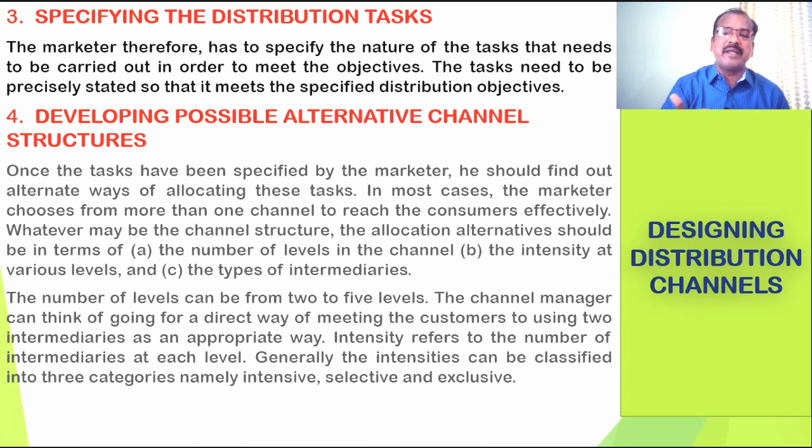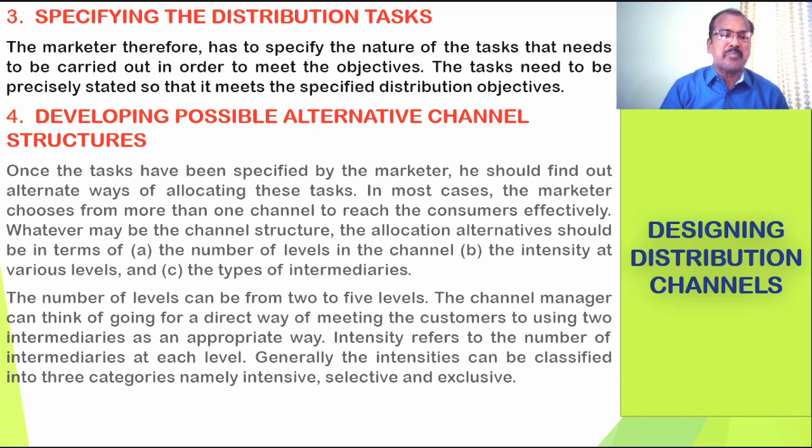The number of levels can be from 2 to 5 levels. This is the ideal situation. The channel manager or a marketer can think of going for a direct way of meeting the customers to using 2 intermediaries as an appropriate way. Very rarely we find a few companies in the global village trying to depend upon direct marketing. They want to go and meet their customers directly without having any channel intermediaries in between their company and the consumers. But ideally speaking, it is good to have at least 2 levels of intermediaries in between the company and the customers, and that is the idea every company in the global village, except a few, is moving towards.